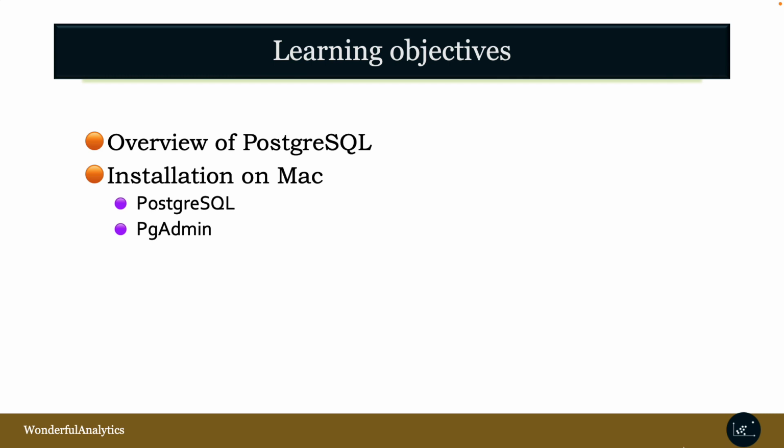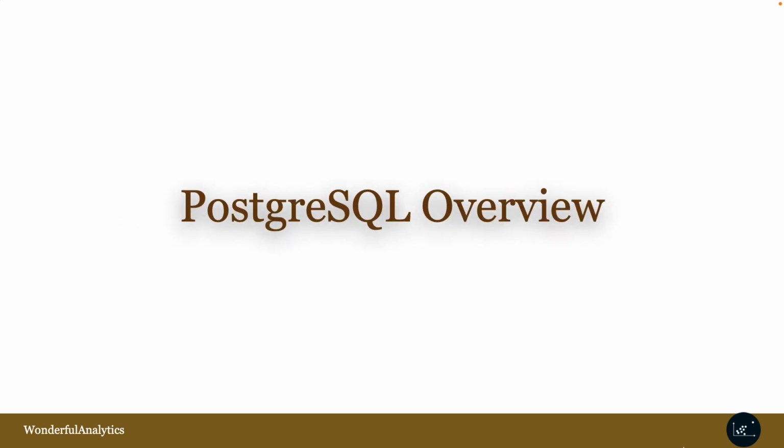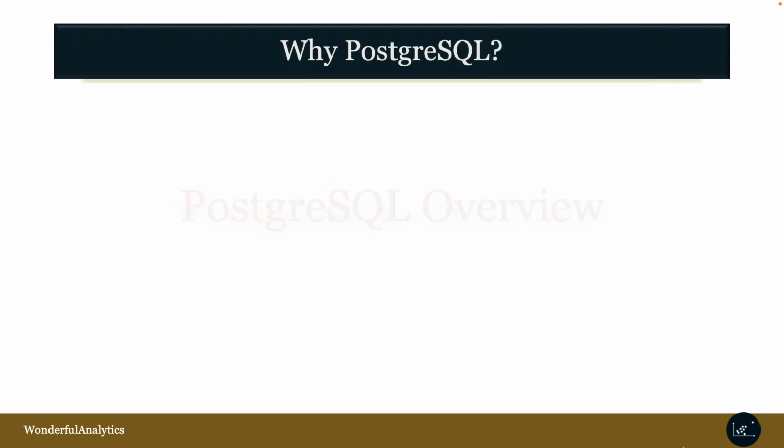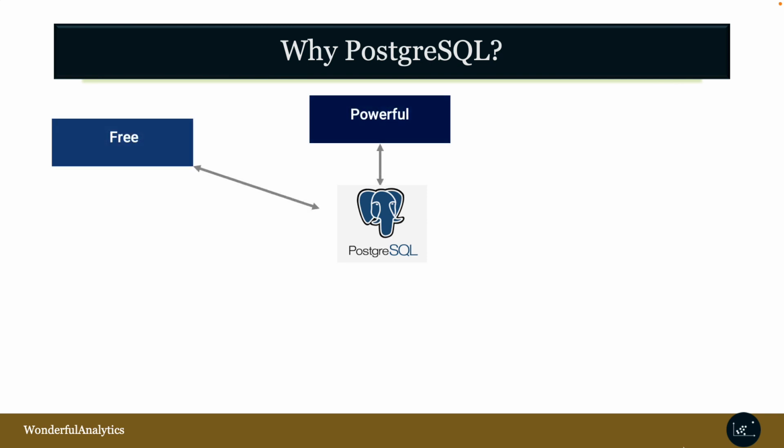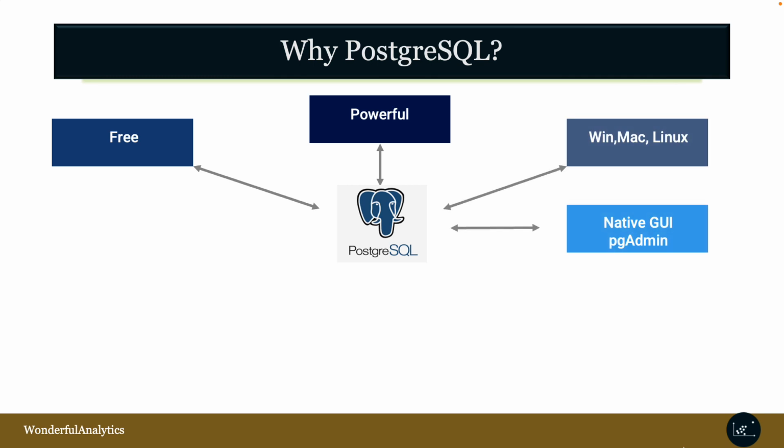Let's get started. The first thing I'm going to talk about is what is PostgreSQL. PostgreSQL is not only free but also a widely used powerful tool to query large databases. It is available in Windows, Mac, and Linux operating systems, which makes it very flexible as well. Also, PostgreSQL has its own native graphical user interface called PgAdmin, which also can be downloaded for free. It is also available in other variants such as Amazon Redshift, Greenplum to process huge amounts of data.